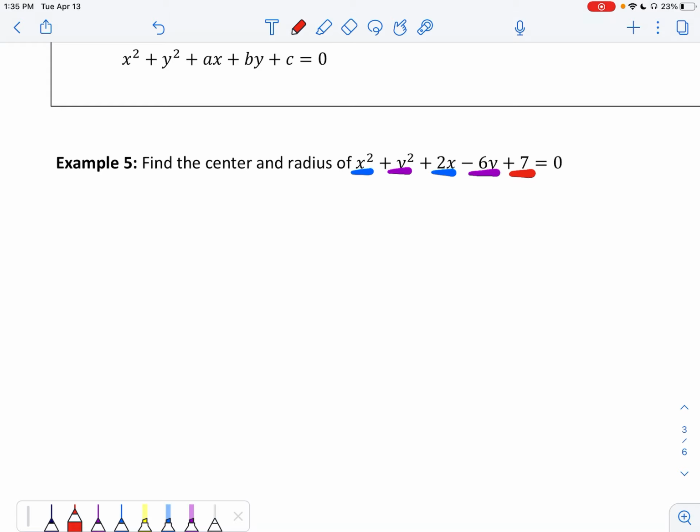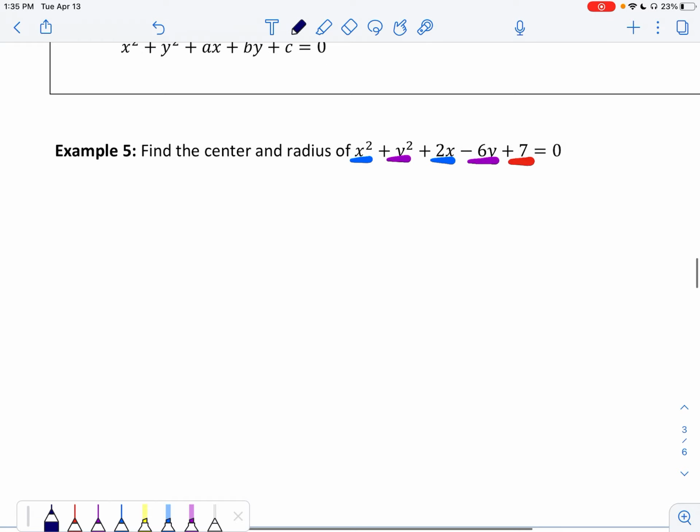Okay, so taking this equation again in general form, we want to put it in standard form so that we can actually find some relevant information from it. So to start with, just rearrange. x squared plus 2x plus y squared minus 6y equals negative 7. So group your x's, group your y's, move the constant to the other side.